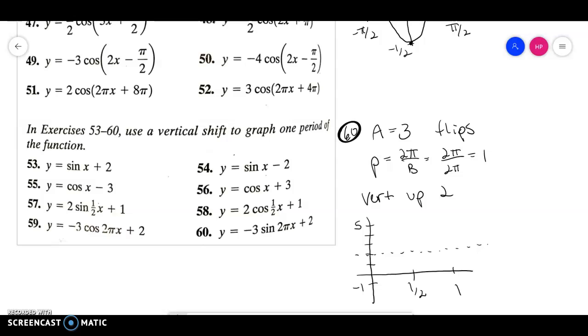So because this flipped over, I'm going to start at what would have been my 0, 0. It's now 0, 2 because of that change. And then I am going to go down first to my minimum and then intersect. And then I'm going to go up to my maximum, which would be at like 3/4, 5, and then come back down to finish. That's a really challenging one, putting all of those pieces together.